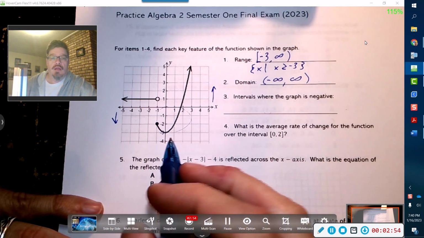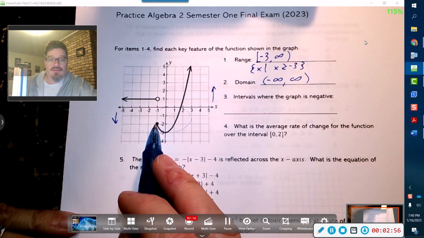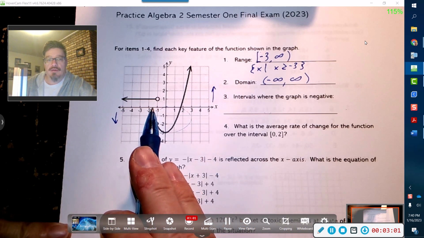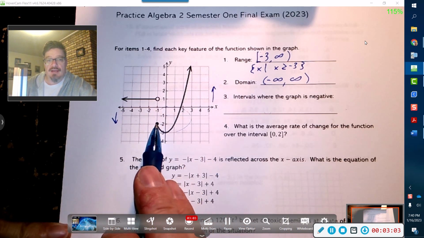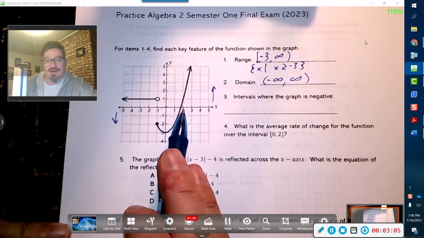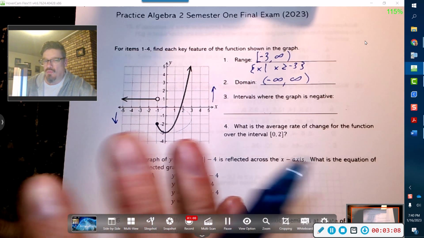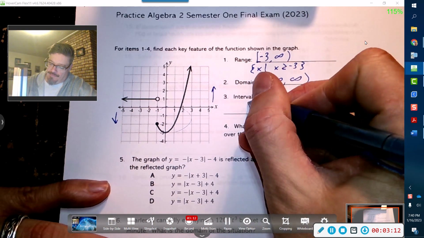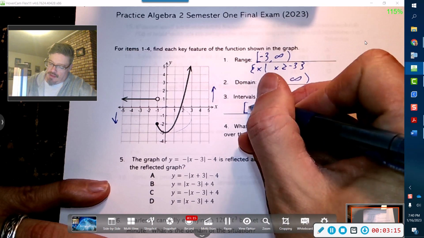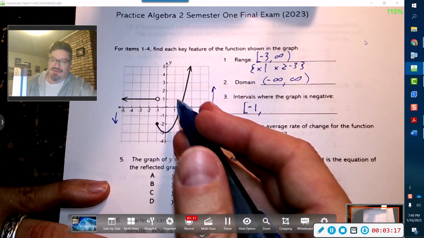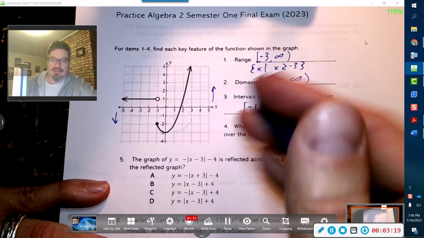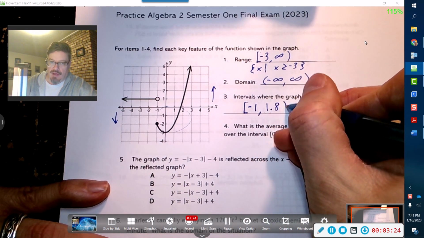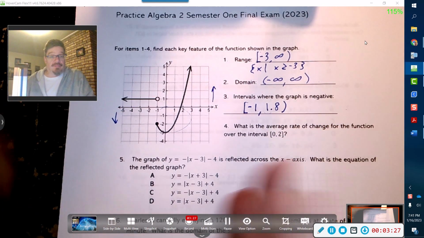All right. Now this guy is negative from -1 all the way to whatever this value is right here. Moving across from -1, not this one, but this one. He's negative from -1 all the way to here. Now I'm going to have to estimate that. That looks like about 1.8. So I am negative from -1, and then as soon as I get to 1.8, okay, I will not include him because he is 0 there. Okay, so that is just an estimate, and that's perfectly reasonable.